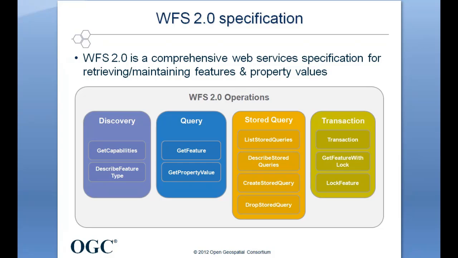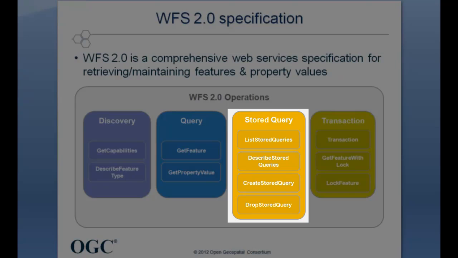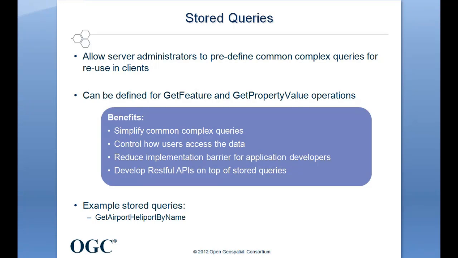A handy feature of the WFS 2.0 specification, the stored queries have been used for the first time within an OWS aviation thread. Stored queries allow server administrators to predefine commonly used complex queries so that clients can easily reuse them. They can be defined for the get feature and the get property value operations.